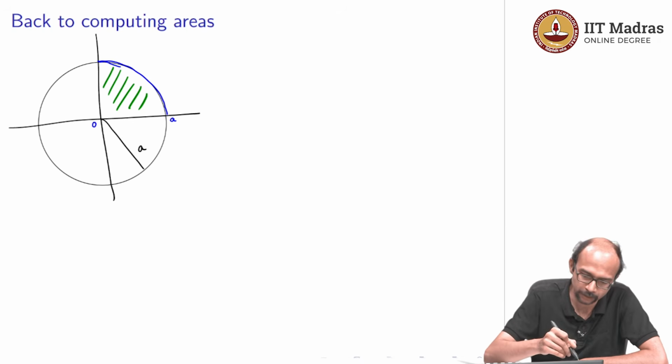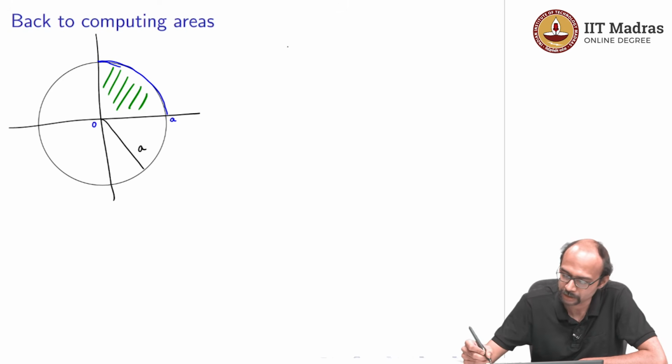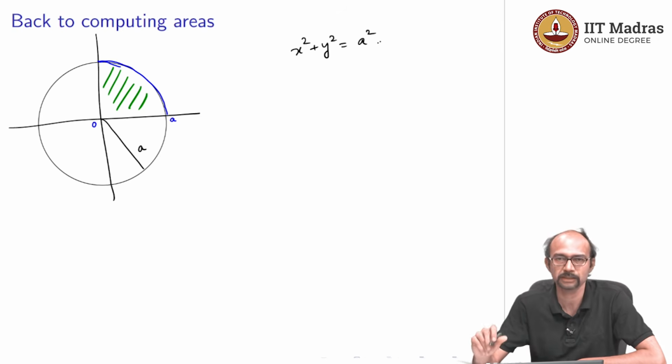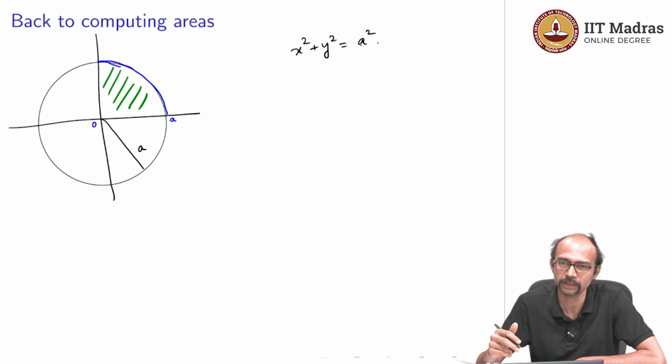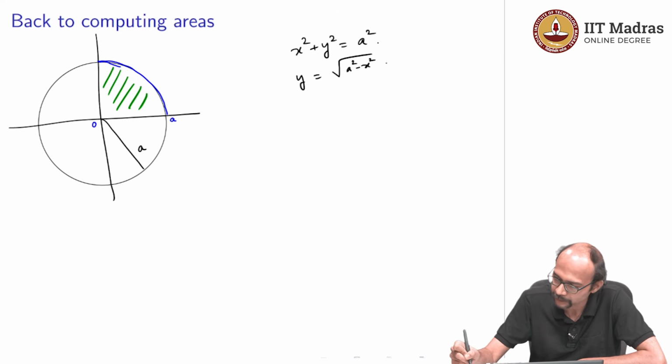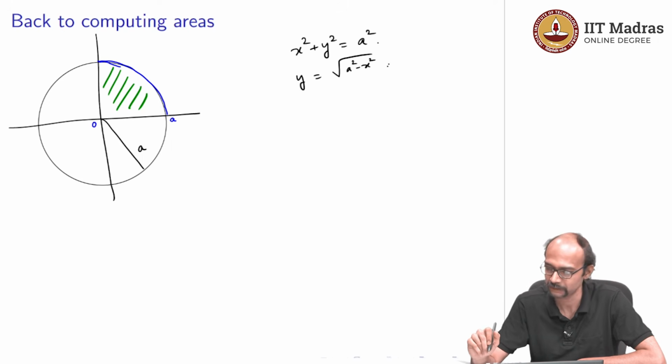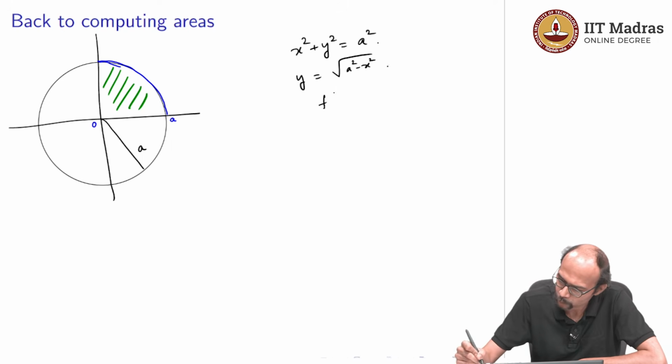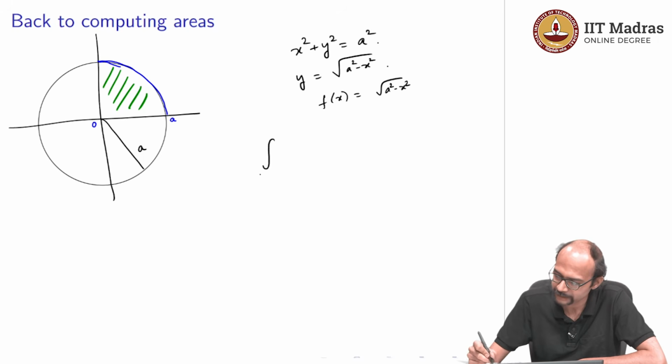And what is that function? Well, for this we need to write down the equation of the circle. Remember that the circle satisfies x squared plus y squared is a squared. That is all the points which are on the circle. Those which are in the first quadrant mean that x is positive and y is positive, and so I can write y as root of a squared minus x squared. That is a familiar expression. And so, I can look at the function f of x is root of a squared minus x squared, and I can ask what is the integral 0 through a of f of x dx.